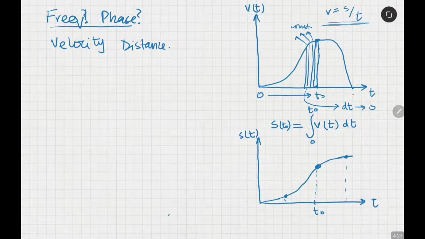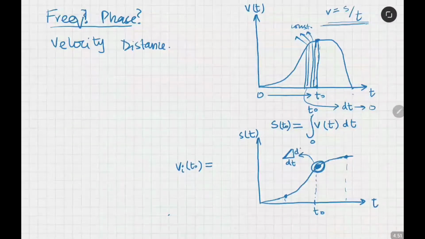Now let's say I want to find the velocity at this particular point. I would call it the instantaneous velocity. I'm looking at t naught, and this would be equal to the slope of the curve at this particular point. So here what I'm assuming is that there's a kind of triangular shape where this is dt and this is ds in this small window, and I do ds by dt, and at this particular point, which is t naught, this will give me the instantaneous velocity at this point.